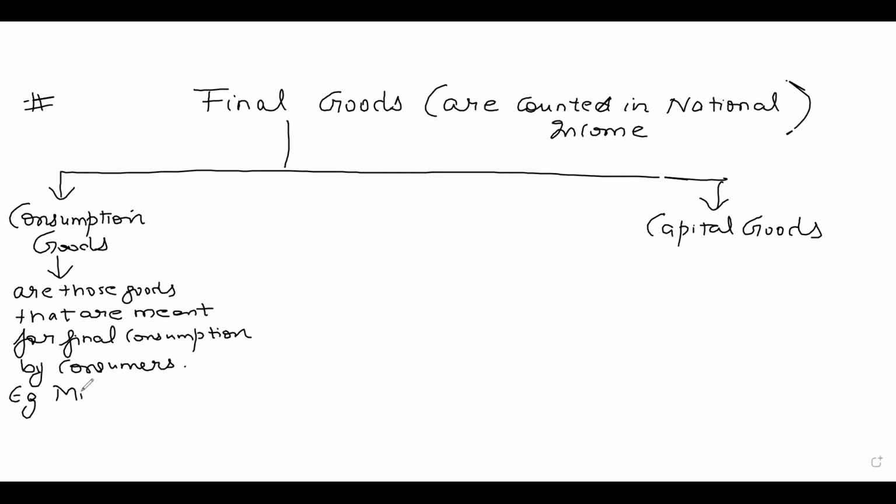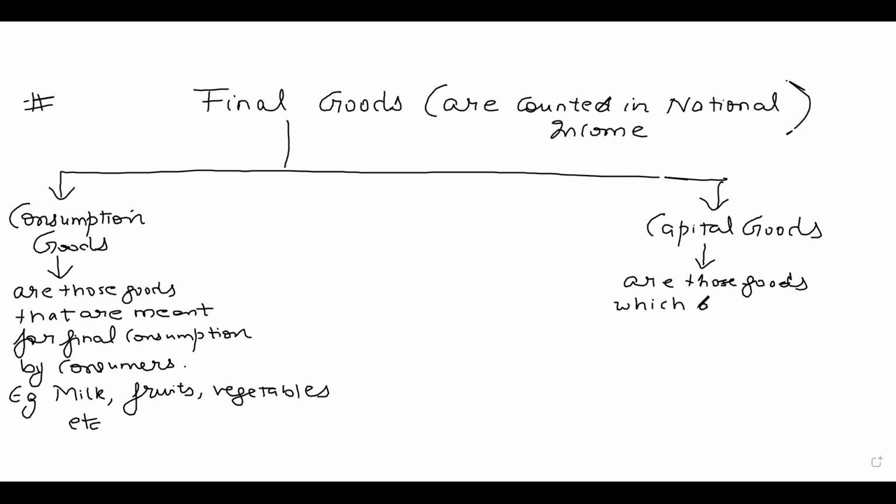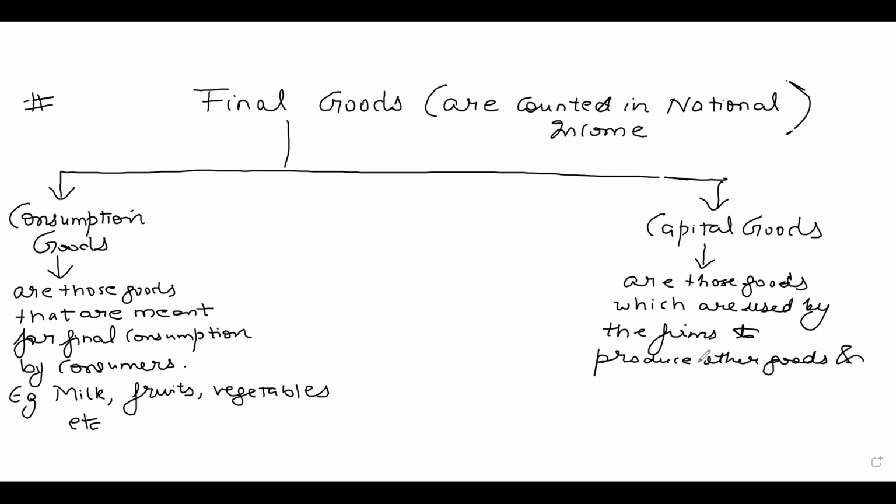Example: milk, fruits, vegetables, etc. Capital goods are those goods which are used by the firms to produce other goods and services.